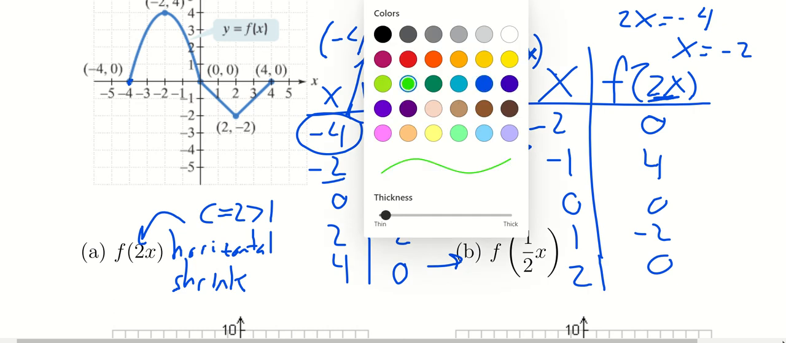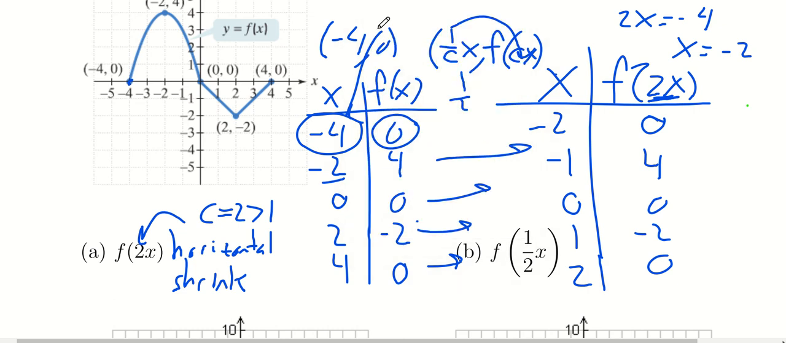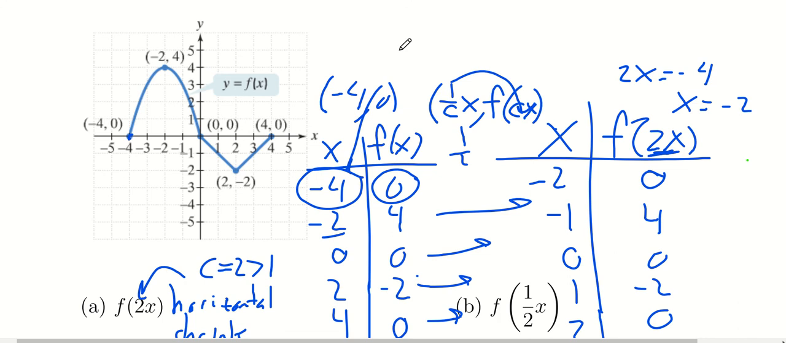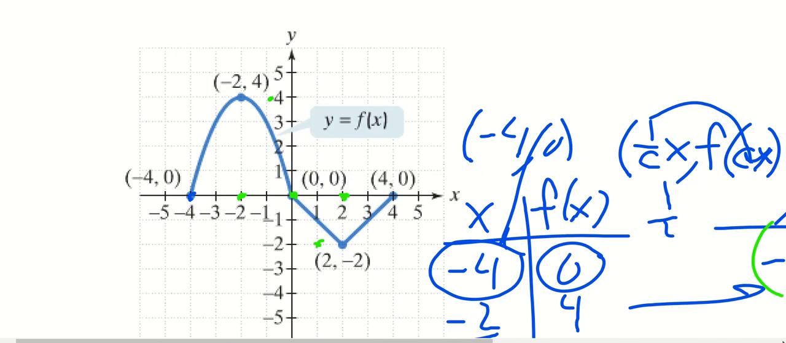Let's now plot these ordered pairs for the graph of f of 2x. The first ordered pair is -2, 0. The next one is -1, 4. We have 0, 0, 1, -2, and then we're going to have 2, 0. We know the overall shape of this thing, so we can now go ahead and graph it. It's going to look like this.